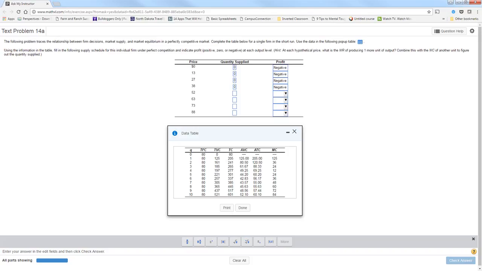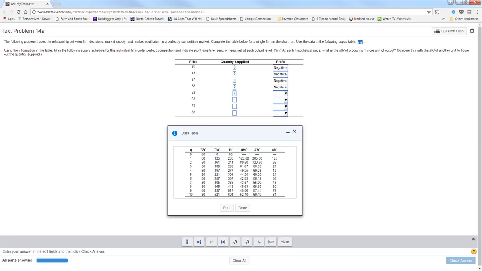Now the price is $52. Once we get to 52, we're going to produce 7 units of output, because that's where the marginal revenue is just higher than marginal cost. Here, notice, average variable cost is only $43.57. That means we're receiving a high enough price to cover the average variable cost of $43.57. So we would actually produce, and we would produce the 7 units.